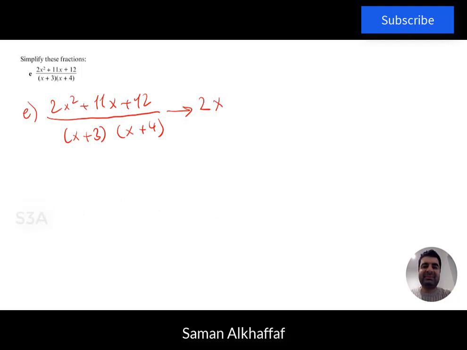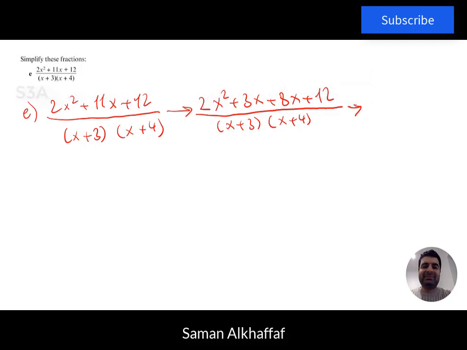So first we'll look at the numerator, so that'll give us 2x squared plus, so we have 3x plus 8x. So ideally that will be simpler for us to work with. And then we can also keep the 12 here, and then we will try to simplify this expression even further. So the denominator will remain as it is, so that will be x plus 3 in brackets and x plus 4 in brackets. So now we will try to simplify the numerator even further.